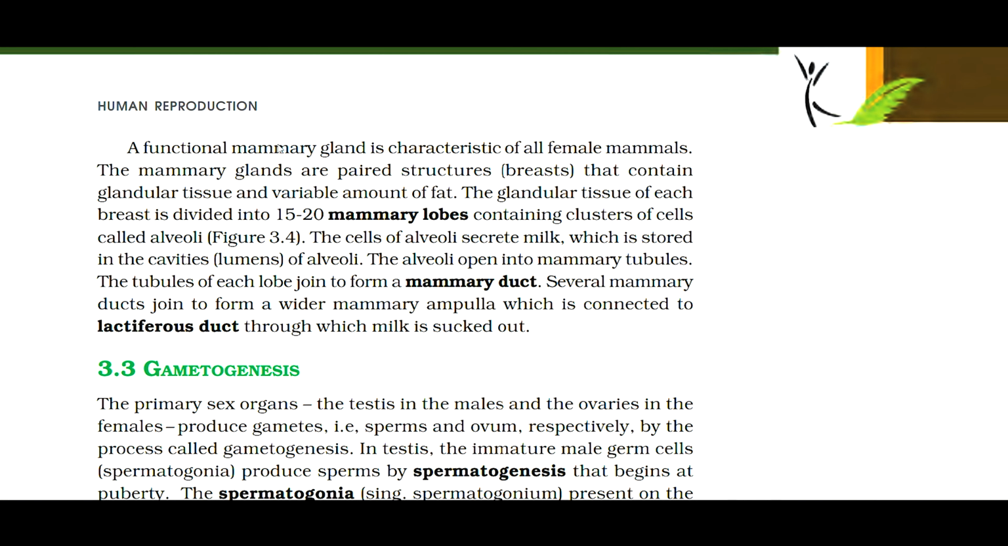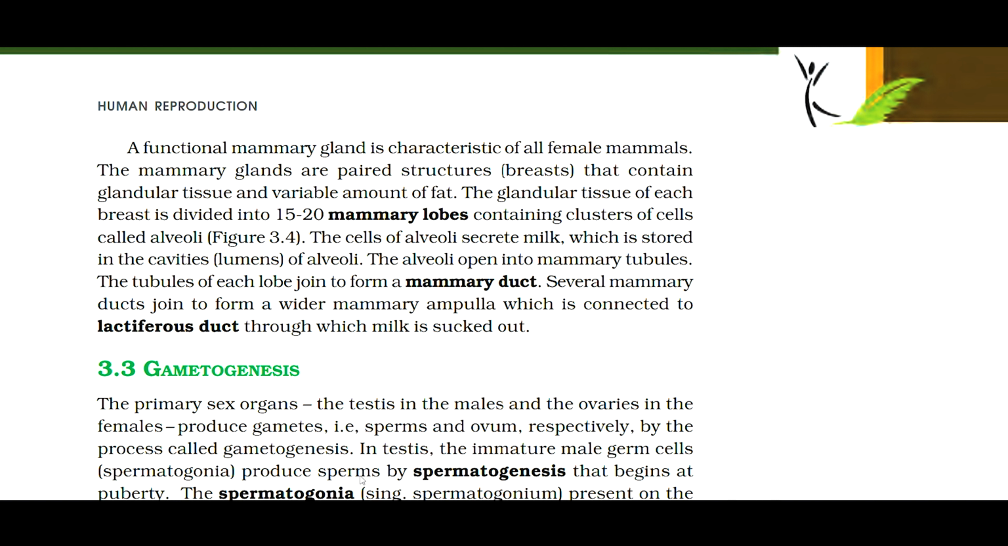3.3 Gametogenesis. The primary sex organs, the testes in the males and the ovaries in the females, produce gametes, that is, sperms and ovum, respectively, by the process called gametogenesis. In testes, the immature male germ cells, which is spermatogonia, produce sperms by spermatogenesis that begins at puberty.